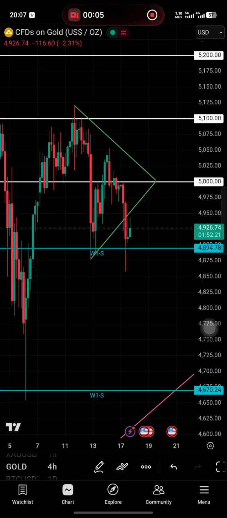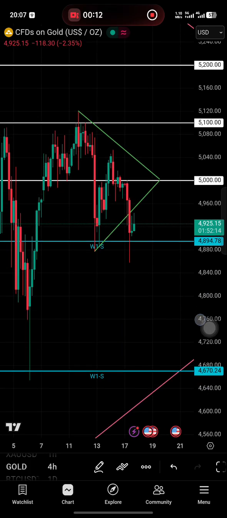Today I'll be doing a short update on the gold chart on Tuesday the 17th of February, to see whether the chart right now is going in a downside direction or an upside direction, whether the price action right now is bullish or bearish, right?